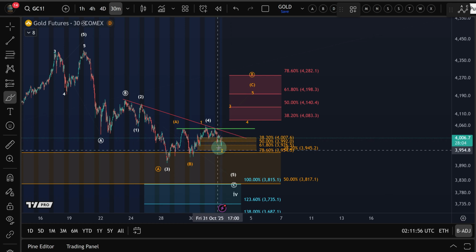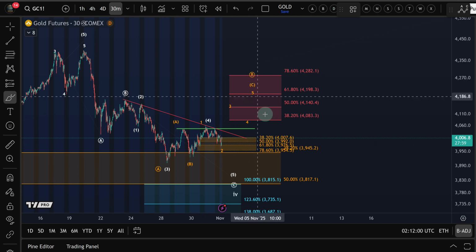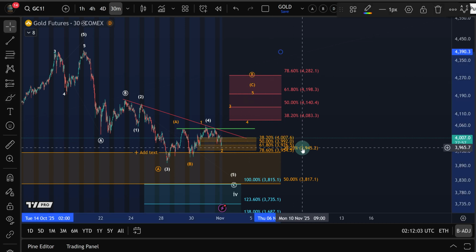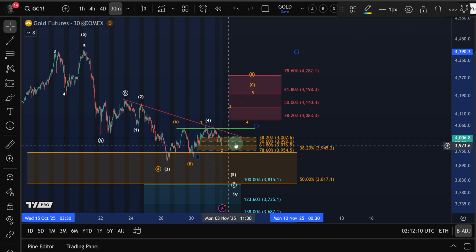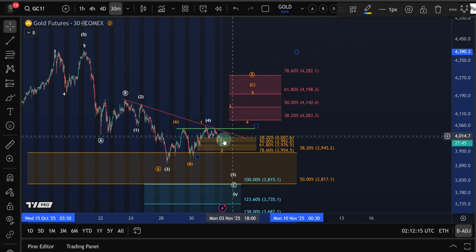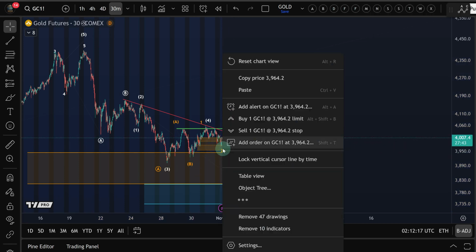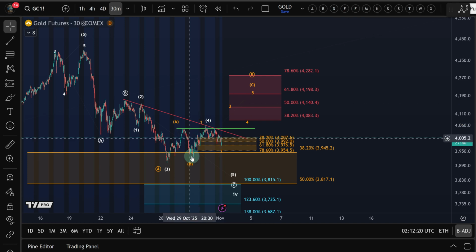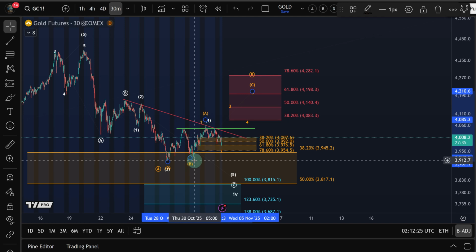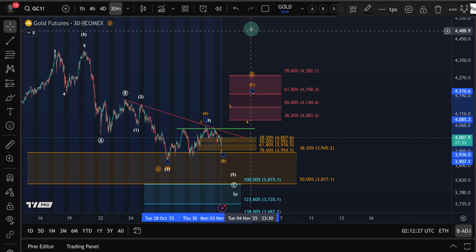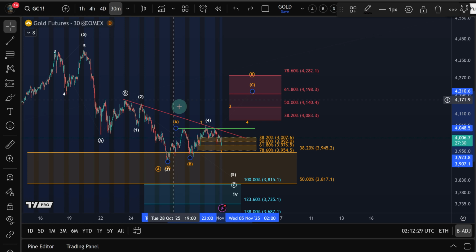For now, it is still possible that we are forming this broader B wave because we're still holding micro support between $3,954 and $4,007. This is the micro support zone that I shared with you in the last update for a possible wave 2 pullback. Now again, it might take a slightly different turn. Maybe we go down a little lower in B. It might even be that.